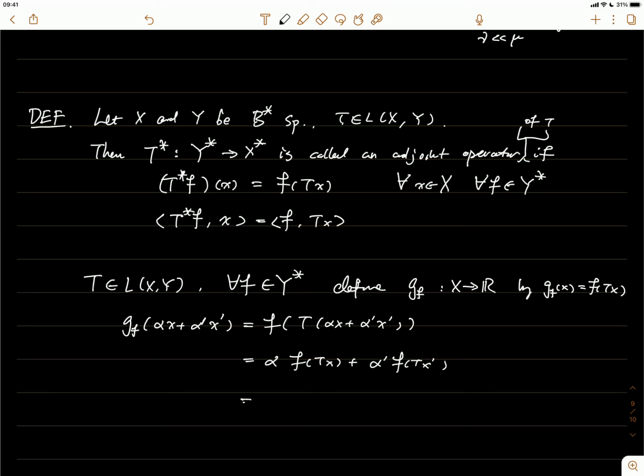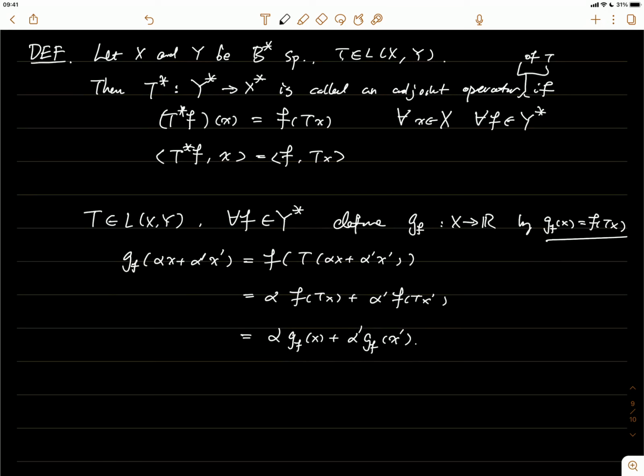And then you can see this is just alpha g_f of x plus alpha prime g_f of x prime. So g_f is actually a linear mapping defined in this way. We define it that way. It's linear. And it is also easy to show that g_f of x, according to our definition of g_f, is equal to f of Tx, right?